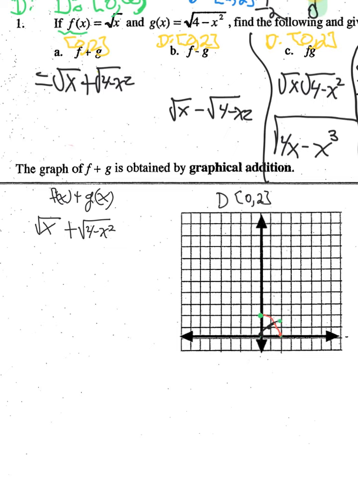Add those together, and I'm going to get root 2. When x is 1, f at x is 1, plus g at x is root 3. Add those together, and I'm estimating here, and you get the idea. You could do this with all the points. That green graph would be the sum of those two functions.